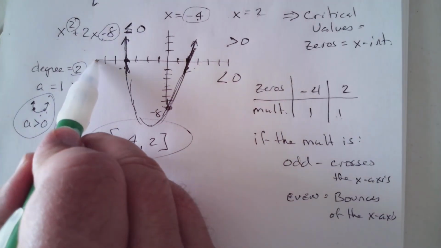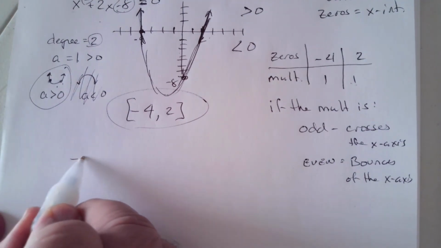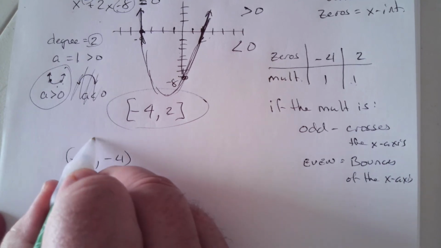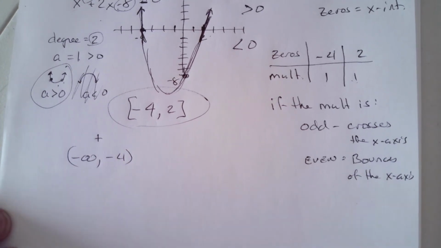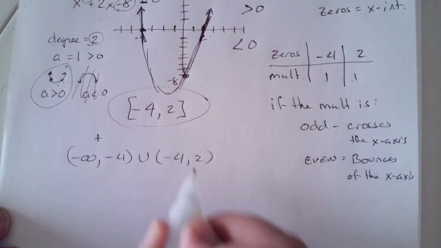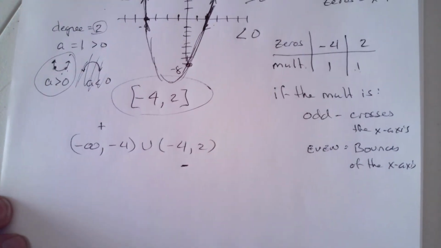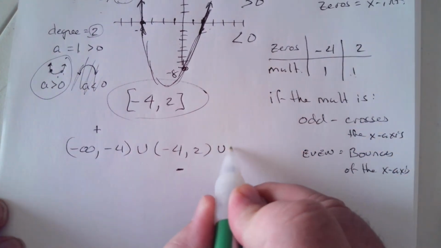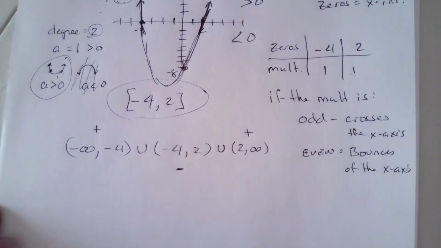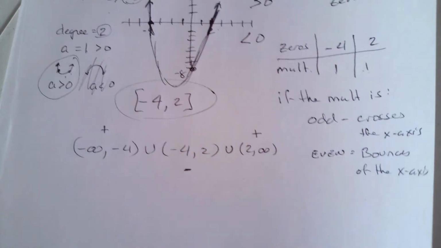Because from -infinity to -4, the graph is above the x-axis. From -4 to 2, the graph is below the x-axis. And then from 2 to infinity, the graph is above the x-axis. So, let's look at another example.